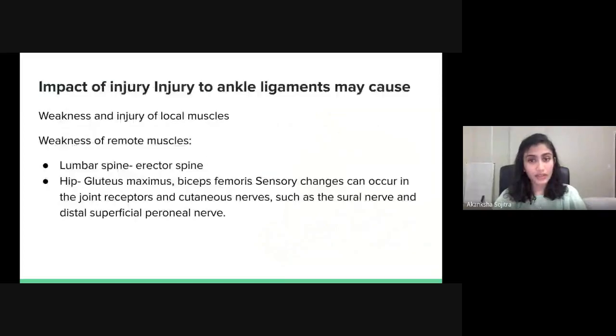Now, if you have an ankle injury, what will it cause to the local muscles and the remote muscles? You'll see weakness in the local foot muscles. That's why we do all those foot strengthening exercises with the band. But you can also see remote weakness in your lumbar spine and your hip, where you see glute max weakness and biceps femoris weakness. You might see sensory changes in the joint receptors and nerves like the sural nerve and superficial peroneal nerve. So these are all the combined things that you see when you have an ankle injury.